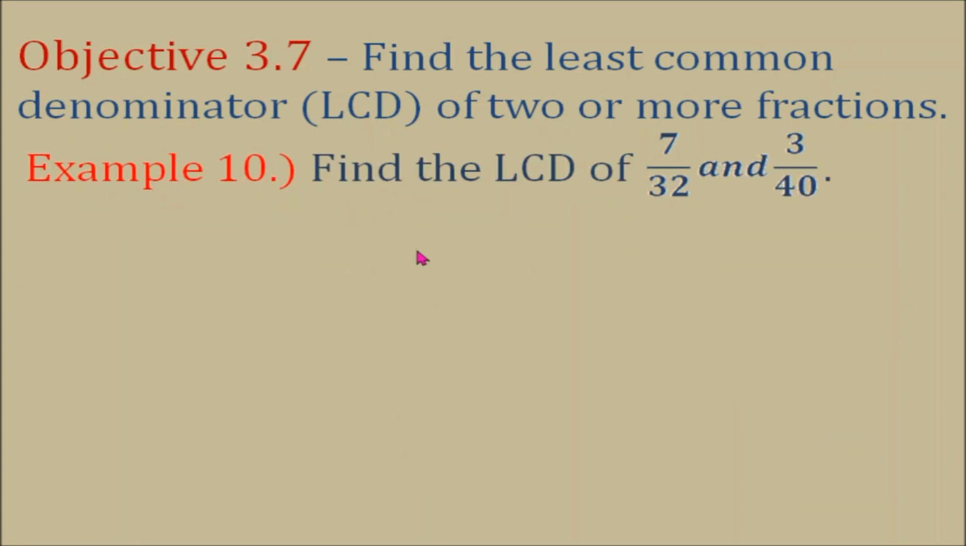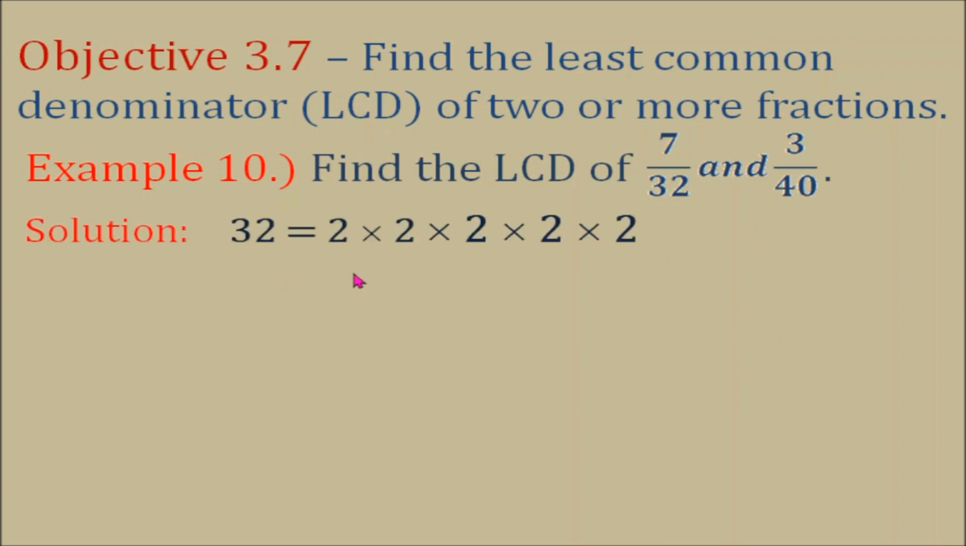Example number 10. Find the LCD of 7 over 32 and 3 over 40. The denominators here are 32 and 40. If we are going to list down all the multiples of 32 and 40, our list will be very long. So we have another method, that is giving the prime factorization of both the denominators. So for 32, we have 2 times 2 times 2 times 2 times 2. Then for 40, we have 2 times 2 times 2 times 5.